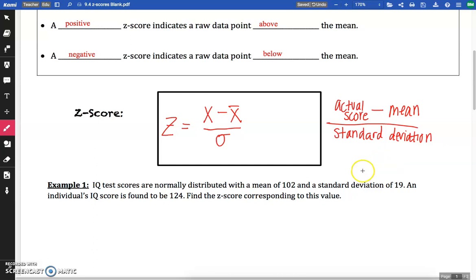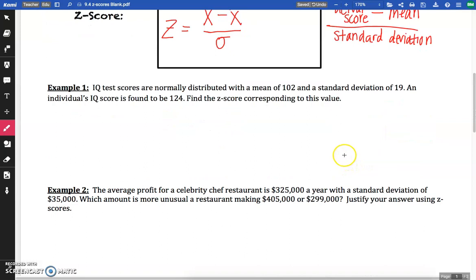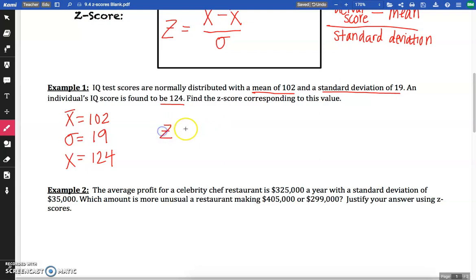Okay, so let's calculate. First example here, it says IQ test scores are normally distributed. We'll talk about that in the next lesson. But they have a mean of 102, a standard deviation of 19, and a certain individual score is found to be 124. So the mean, that's x bar, equals 102. The standard deviation, sigma, equals 19. And then our actual score, we say, is just regular x, is 124. So those are our three pieces. We're going to find the z-score. So we'll calculate it. z equals.